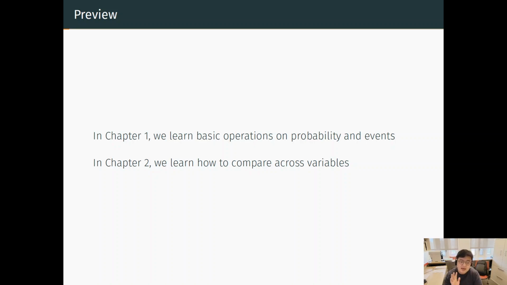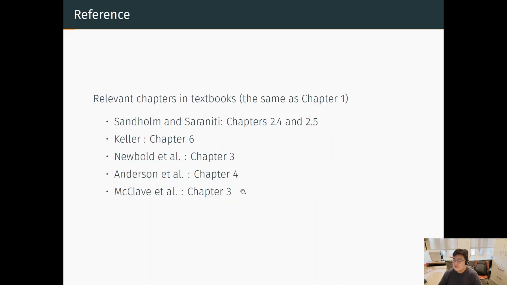In that case, the simple probability we learned in chapter 1 cannot handle these applications. So we are going to extend the definition of probability to conditional probabilities. Okay, the keyword is conditional probability. So if you're using a textbook, just search for conditional probability.